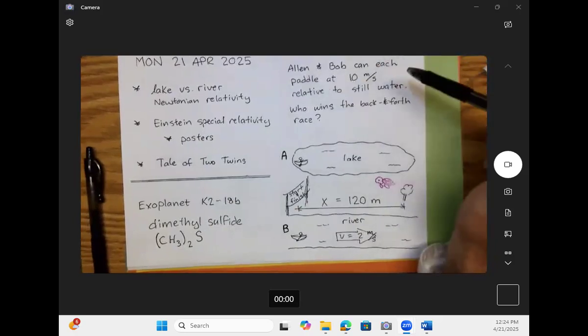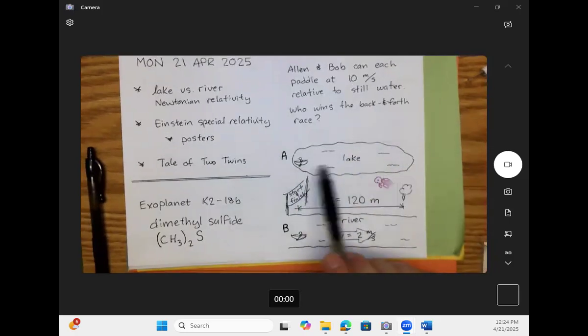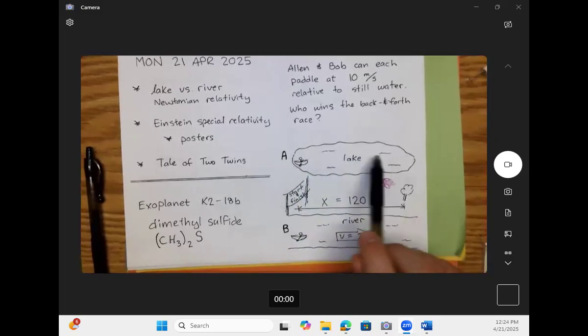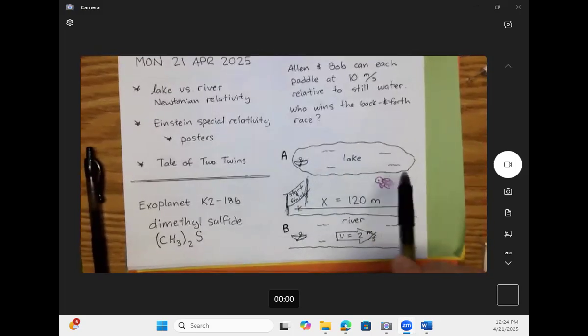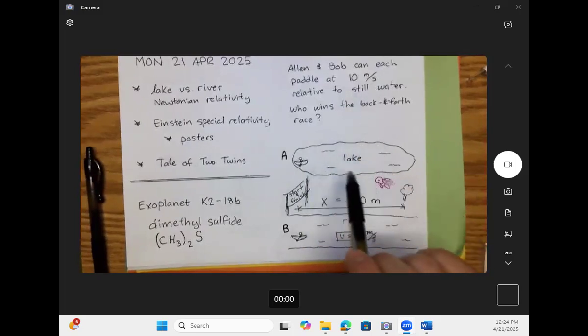So here we go. We've got Alan and Bob, and they're in these paddle boats. Let's say they've been racing back and forth on this lake all day, and they keep tying. So they say, let's start at the start-finish line on the left side. We'll race all the way down to this tree on the far end of the lake and then back. Let's say turnaround time is negligible, so don't worry about that. They can each paddle at 10 meters per second, so they keep tying over and over.